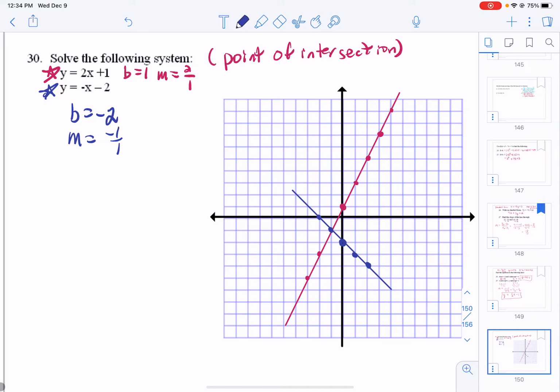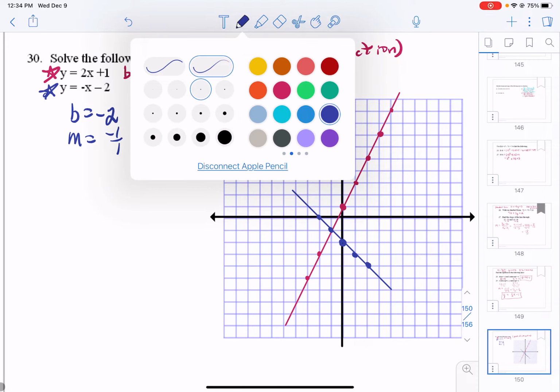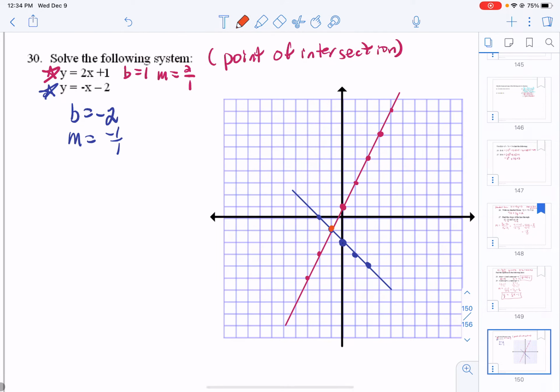Now, you want to physically label the answer. The answer is that point, -1, -1. So the answer is a point of intersection, -1, -1. Okay? So the answer to a system should be a point. Unless they don't intersect, then there would be no solution.